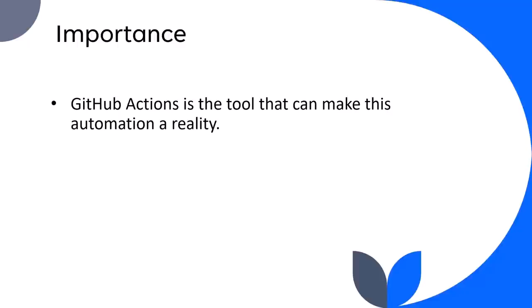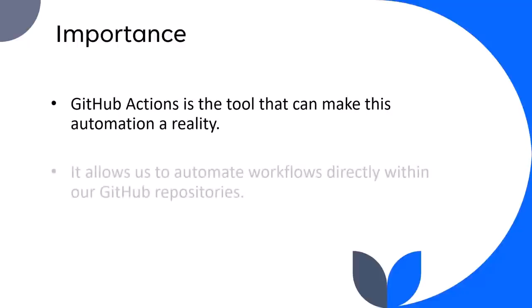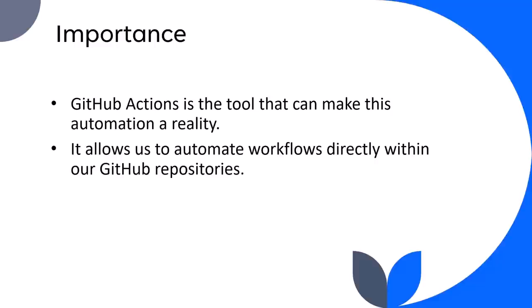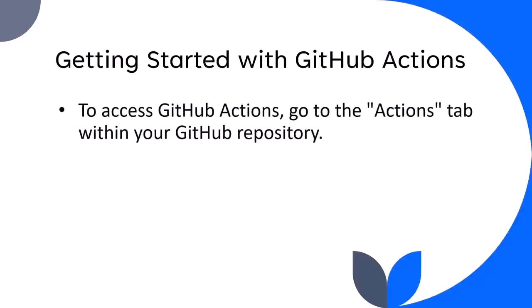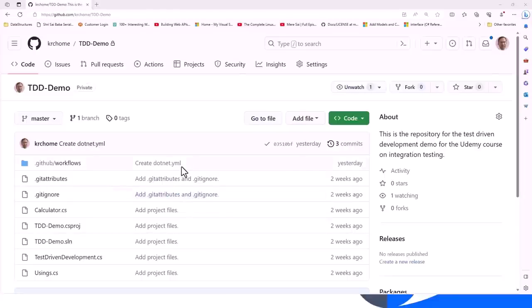So that is the importance of GitHub Actions. It allows us to automate workflows directly within our GitHub repository. So let's get started with GitHub Actions. Now, to access GitHub Actions, we'll go to the Actions tab within our GitHub repository. Just a quick look at how the Actions tab looks. So here is my repository on GitHub, the test-driven development demo.